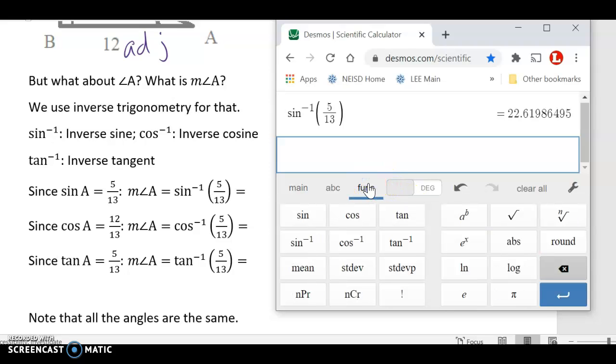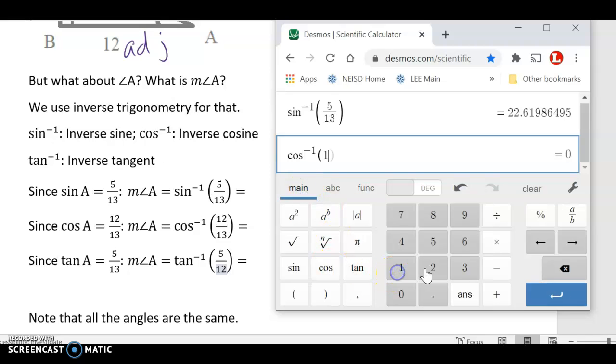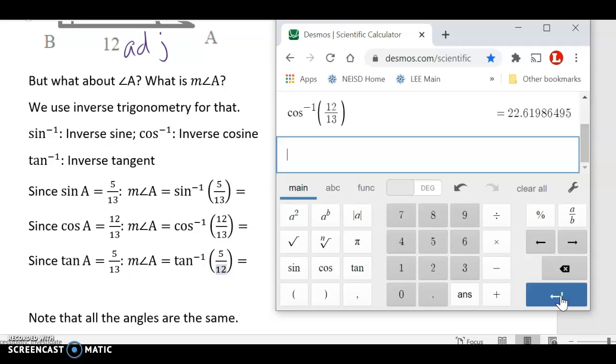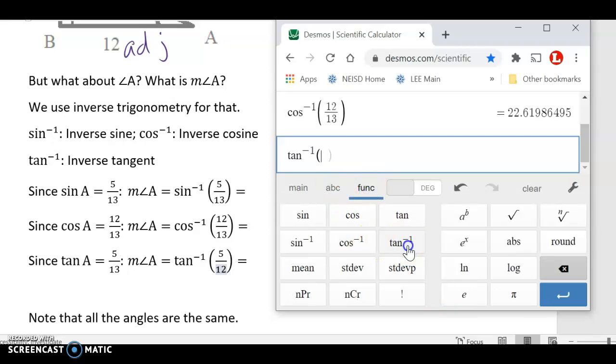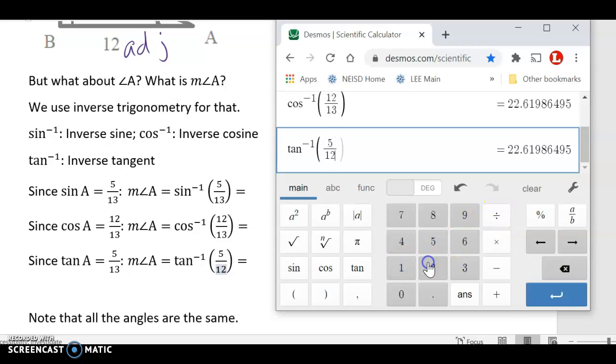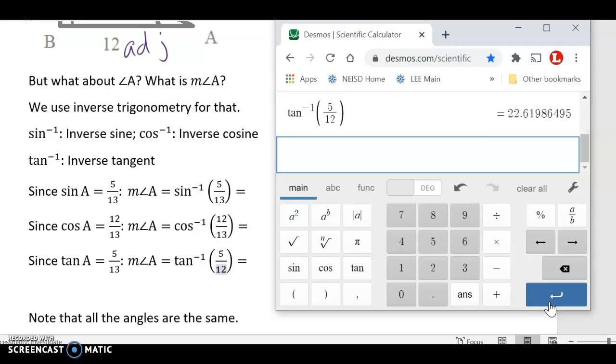Let's see what happens if I put the inverse cosine in. Inverse cosine of 12 over 13. So I'll go back here. 1, 2 divided by 1, 3. It says it's 22.6 degrees. Interesting. Inverse tangent of 5 divided by 12 is also 22.6 degrees. So the lesson that we're learning from this is that the angles are all the same.